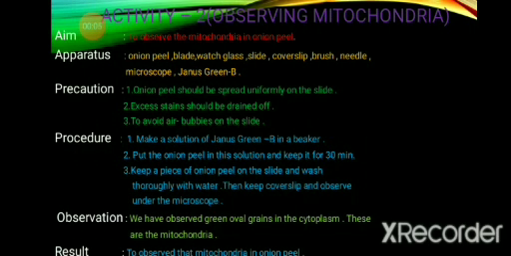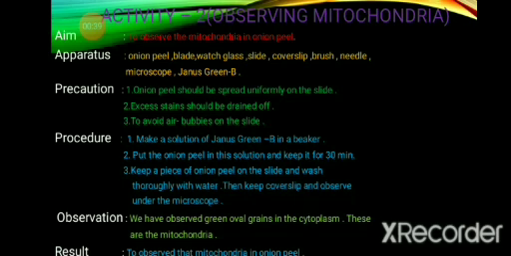Activity 2. Observing mitochondria. Aim: to observe the mitochondria in onion peel. Apparatus: onion peel, blade, watch glass, slide, cover slip, brush, needle, microscope, Janus green B. Precautions. Onion peel should be spread uniformly on the slide. Next, excess stain should be drained off. Next, avoid air bubbles on the slide.